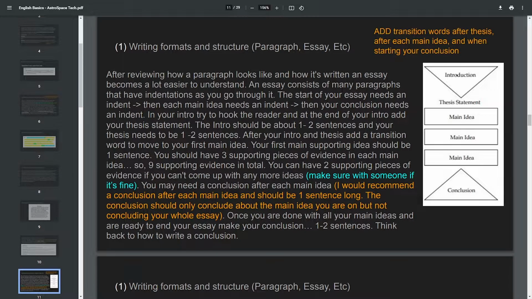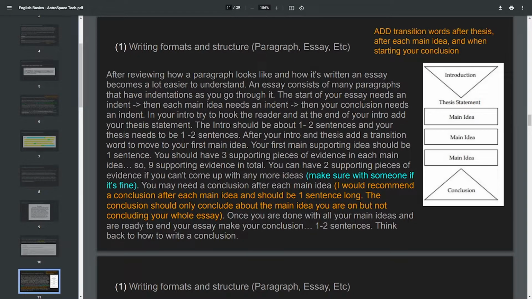Your first main supporting idea should be 1 sentence. You should have 3 supporting pieces of evidence in each main idea, so 9 supporting evidence in total. You can have 2 supporting pieces of evidence if you can't come up with any more ideas, but make sure with someone if it's fine. You may need a conclusion after each main idea. I would recommend a conclusion after each main idea, 1 sentence long. The conclusion should only conclude the main idea you're on, not the whole essay. So you're not making the final conclusion, but a conclusion for each main idea.